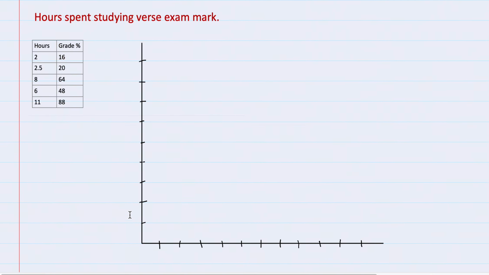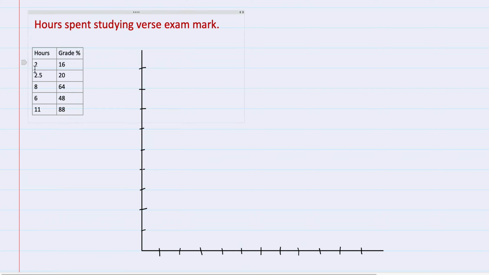Let's have a look at this one where we actually do plot it. So I've got this table of values here with our hours spent studying versus exam mark. In our table of values, we've got a bunch of time that people spent studying and the percentage grade that they got in this completely made up exam. So let's say that this person spent 2 hours studying and they got a grade of 16%. So let's go ahead and plot that, and I'm going to make the bottom our independent variable again.